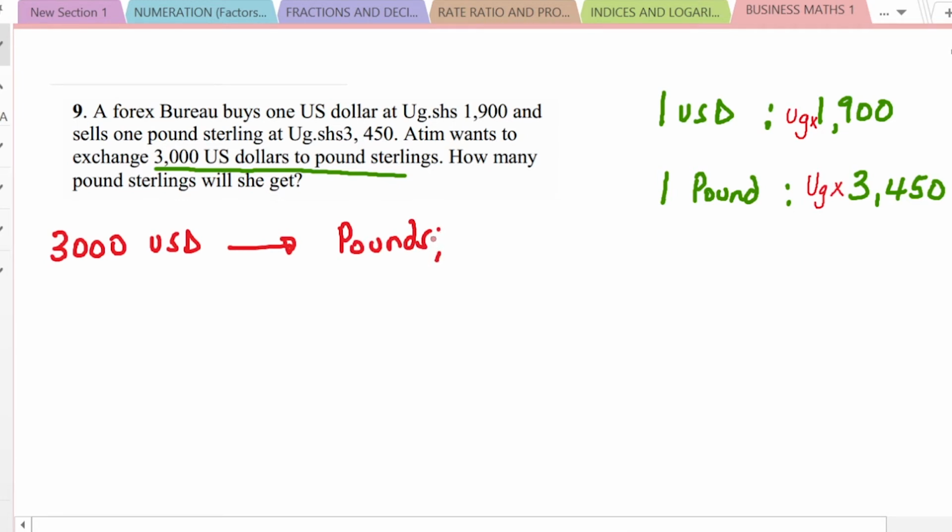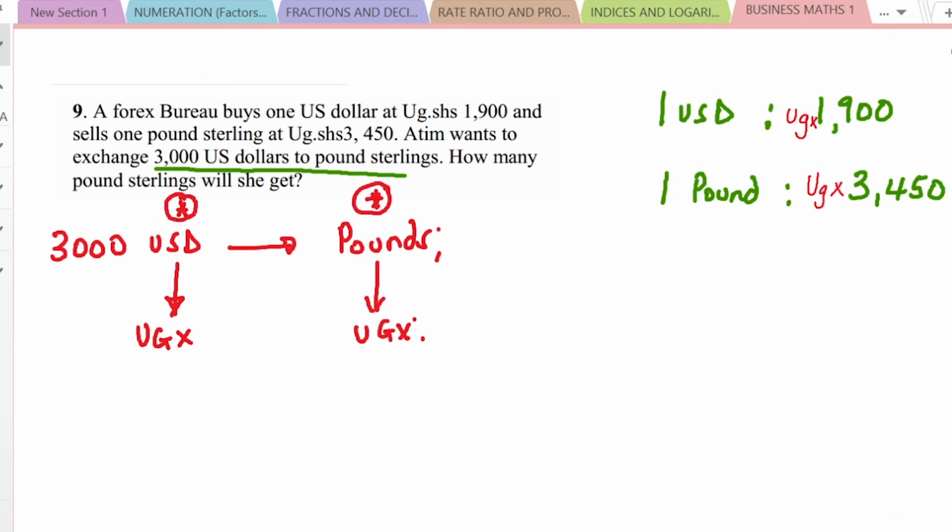Now, according to the information given in the question, we do not have a direct conversion from US dollar to pounds. However, we have US dollar to Uganda shillings, and we also have pounds to Uganda shillings. So what we are going to do is first convert the US dollars to Uganda shillings, then from Uganda shillings convert to pounds. And then we shall know how much the 3,000 United States dollars are equivalent to in pounds. So that's the approach.